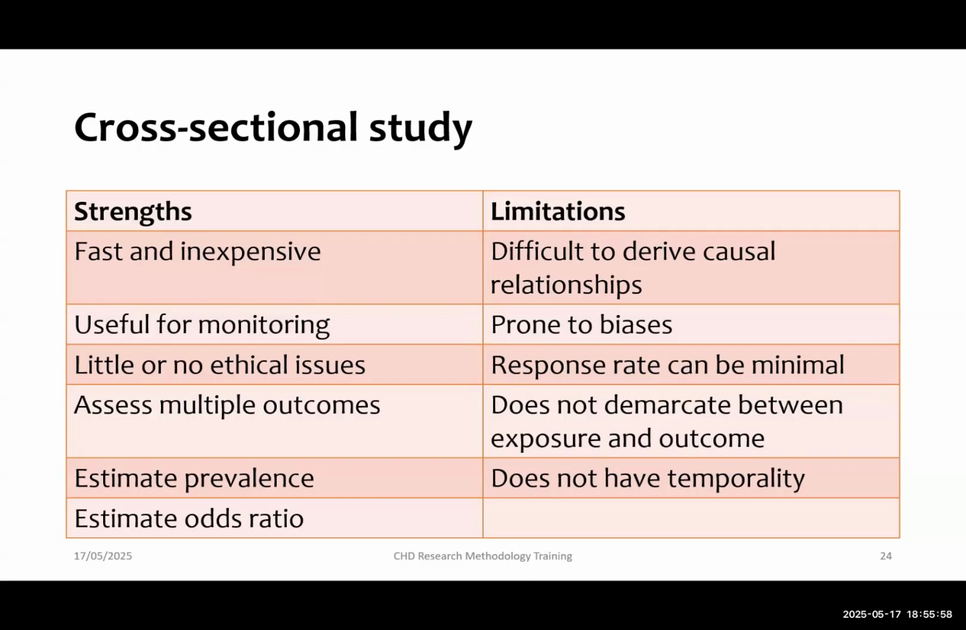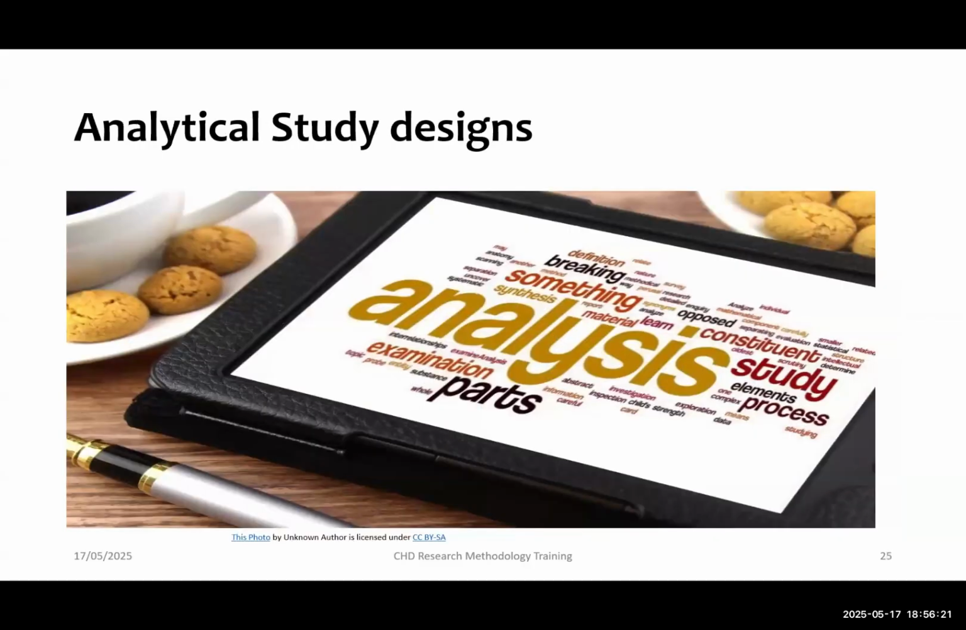The limitation is that because it lacks temporality, you can't test or derive a causal relationship. It is prone to bias. People might not remember. There's social desirability bias, and the response rates can also be minimal. It does not demarcate between exposure and outcome measures.